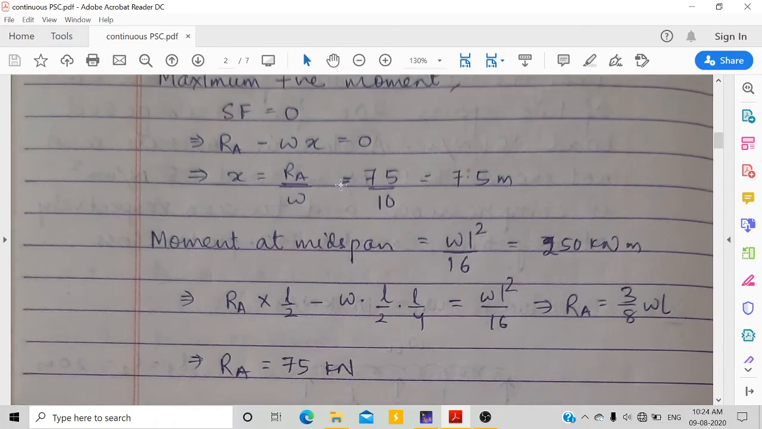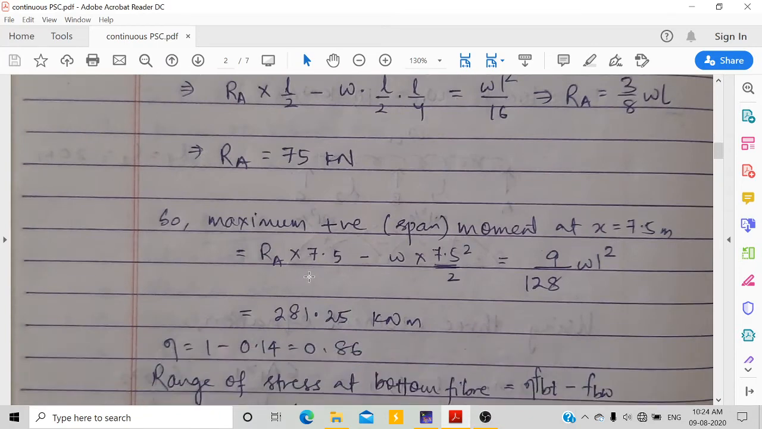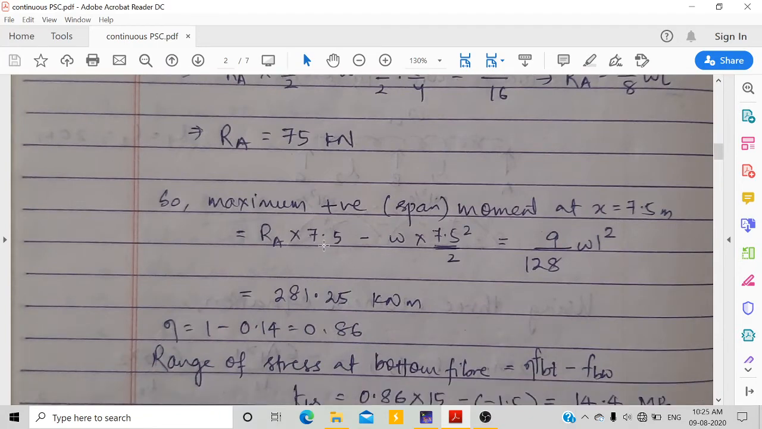Similarly, you'll get the distance at which the moment is maximum, 7.5 meters. So at 7.5 meter, what is the maximum span moment? RA into 7.5 minus W times 7.5 square by 2 is equal to, if you put the values of W and L, 9 by 128 WL square. So putting the values, you'll get 281.25 kilonewton meter.